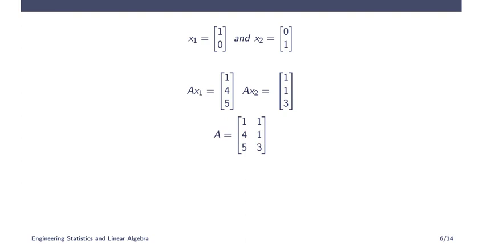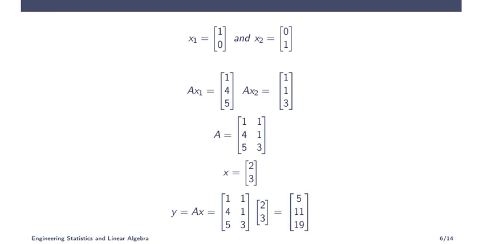So if any general vector, for example (2, 3), is taken, what is the transformation of (2, 3)? You have to do Ax. So the transformation Y is equal to A times X, that is the matrix with rows (1, 1), (4, 1), (5, 3) times (2, 3). So what you will get: 1 into 2, plus 1 into 3, so 2 plus 3, 5. Then 4 into 2, 8, plus 3, 11. And 5 into 2, 10, plus 3 into 3, 9, 19. So this is the transformation for (2, 3).